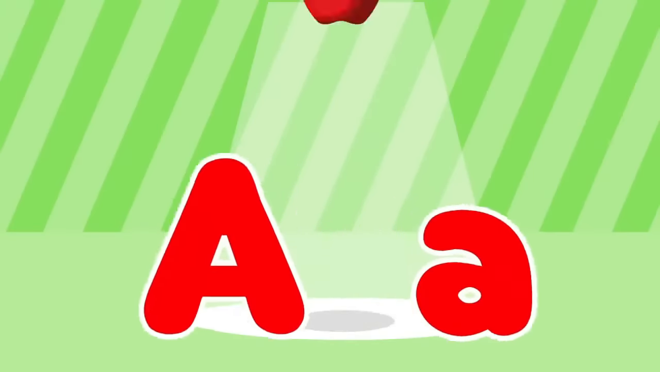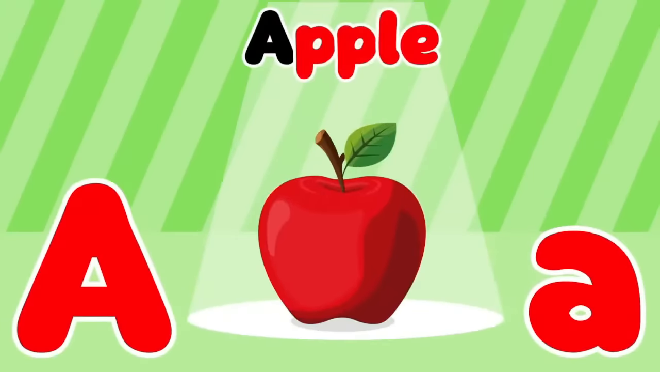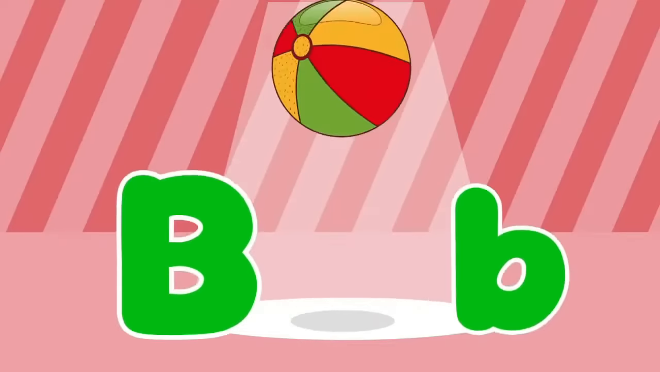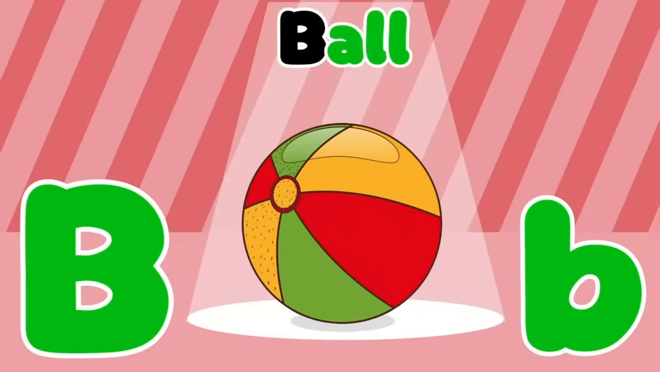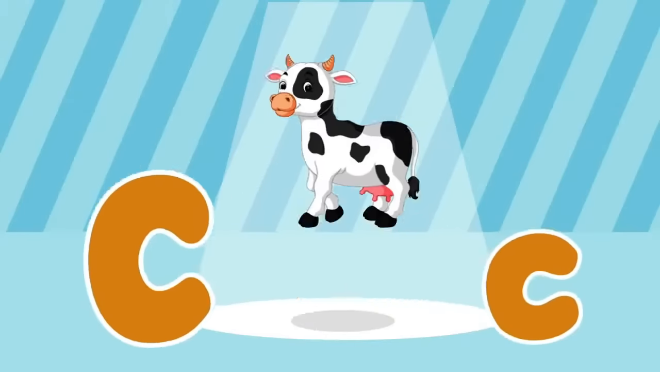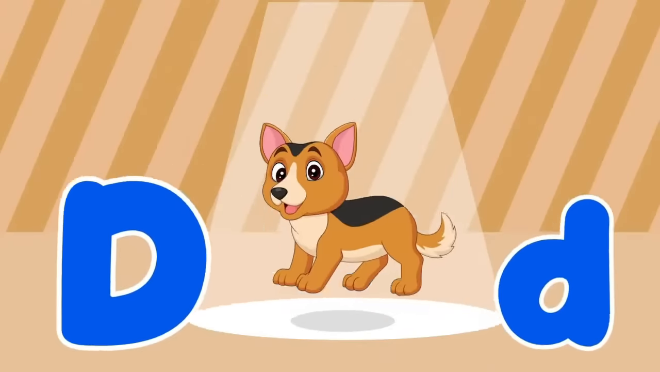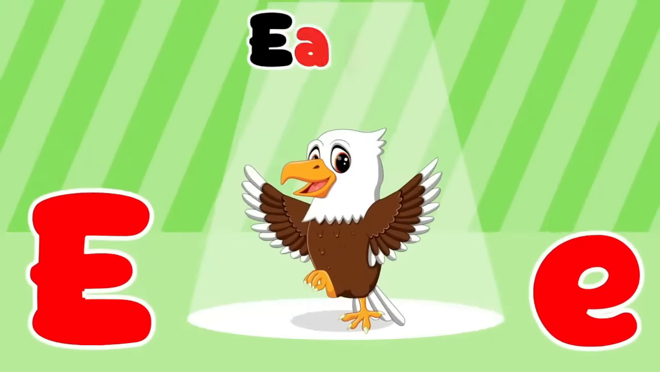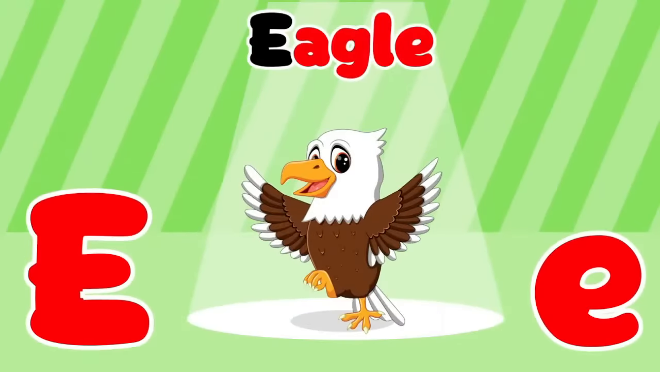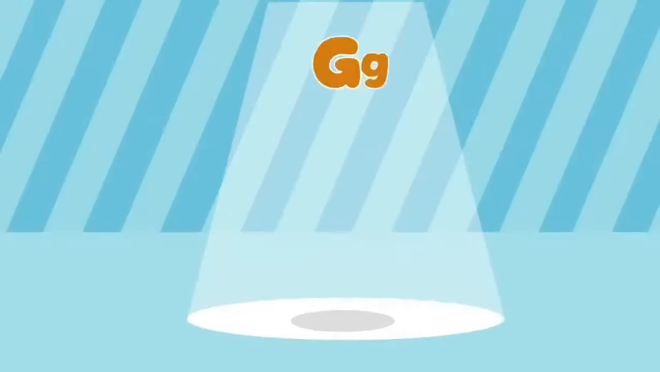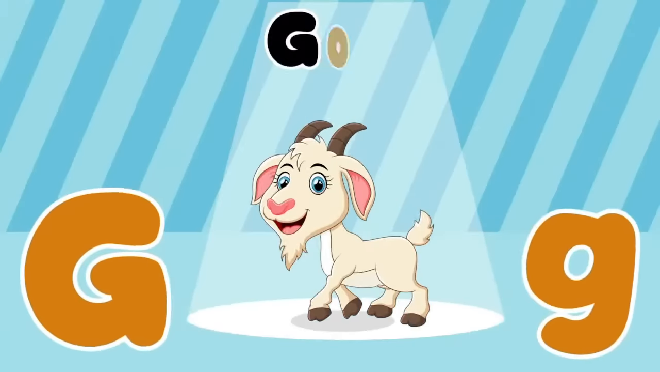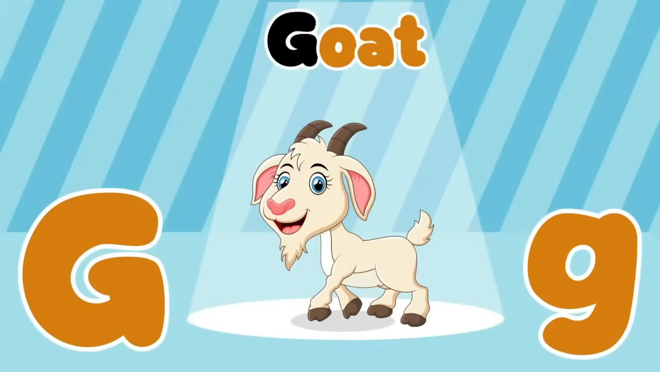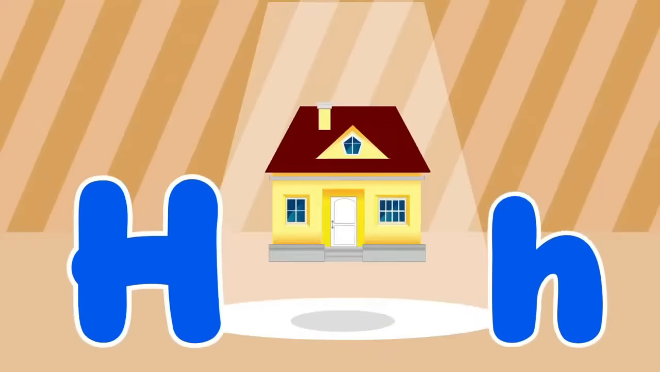A for apple. B. B for ball. C. C for cow. D. D for dog. E. E for eagle. F. F for fan. G. G for goat. H. H for house.